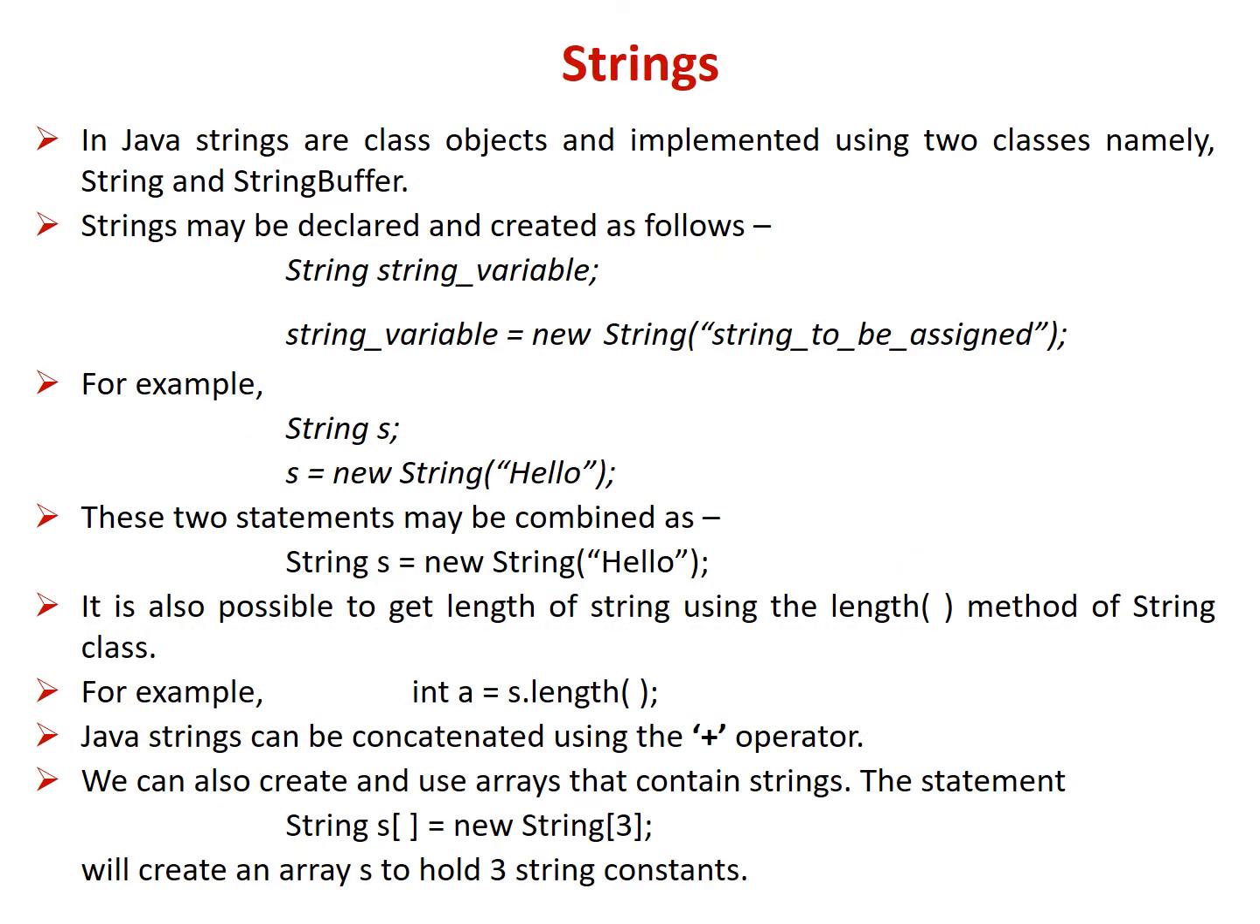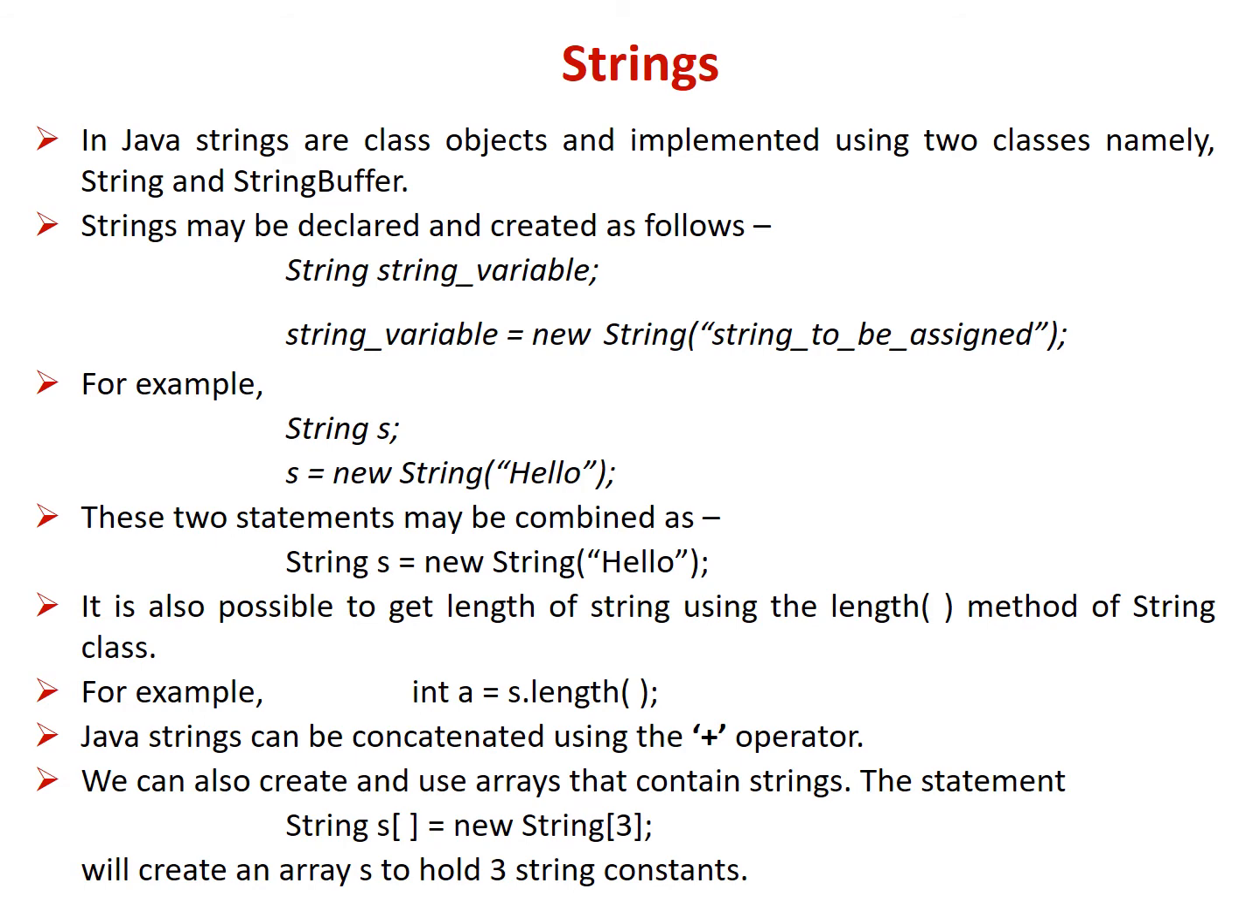In Java, strings are class objects and implemented using two classes, namely String and StringBuffer. Java strings, as compared to C strings, are more reliable and predictable. This is basically due to C's lack of bounds checking. A Java string is not a character array and is not null terminated.